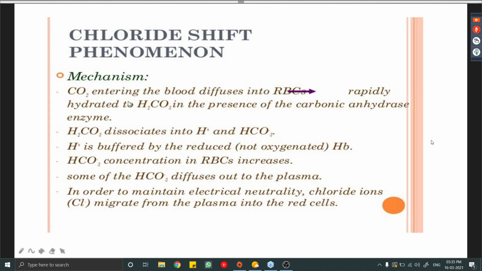So carbon dioxide entering in the blood diffuses into RBCs and is rapidly hydrated to H2CO3 in the presence of carbonic anhydrase enzyme. It dissociates into H plus and bicarbonate ions. H plus is buffered by the reduced, that is deoxygenated hemoglobin, and bicarbonate concentration in RBCs increases. Due to this increase, some of the bicarbonate diffuses out to the plasma, and to maintain electric neutrality, the chloride ions migrate from the plasma into the red cells. I have explained this concept of electrical neutrality in the Donnan membrane equilibrium also.